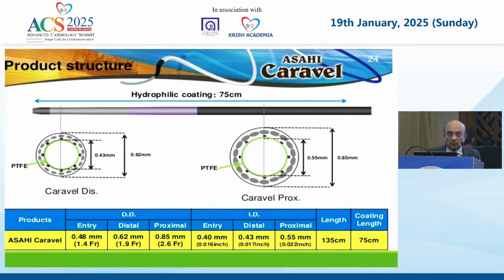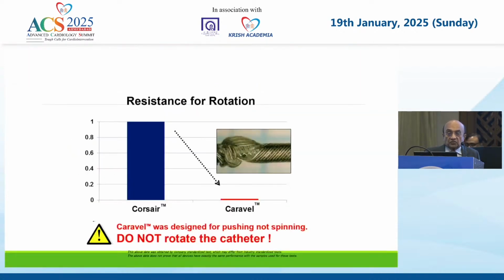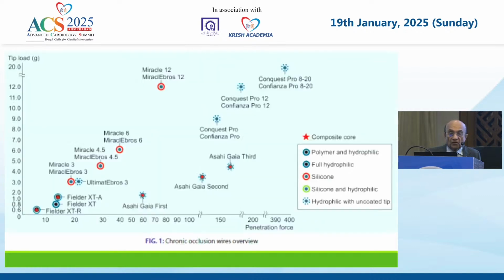Okay. Crusade is a better profile, but Crusade cannot be rotated. If you rotate the Crusade, it will fracture, and that will create a problem. Corsair Pro XS and Fine Cross can be rotated and torqued. You can't do that with Crusade. So there is resistance to rotation, and that is what will happen if you attempt it, so do not rotate the catheter.